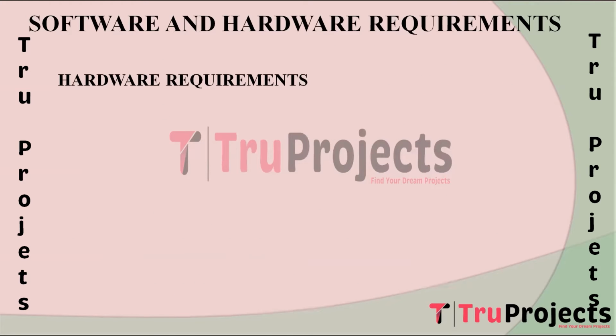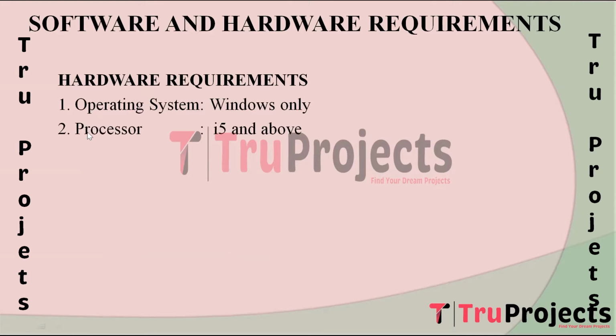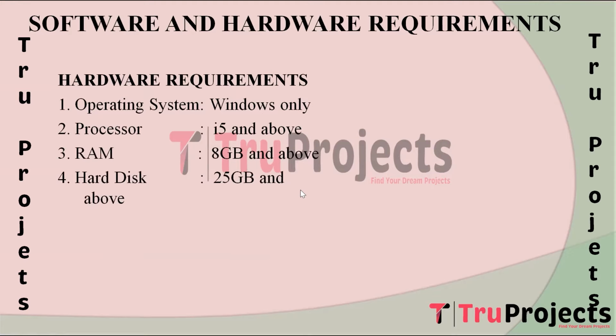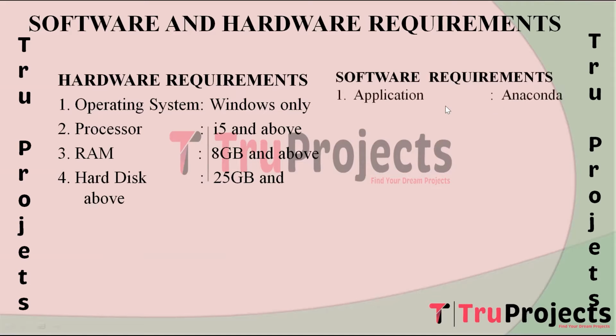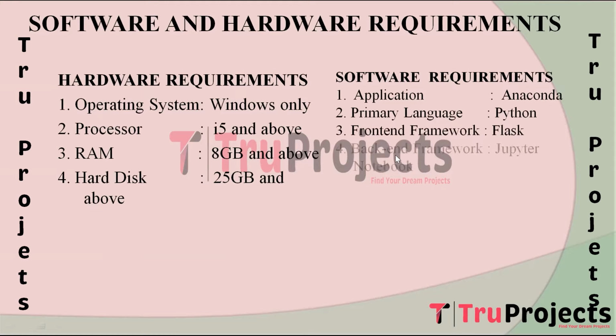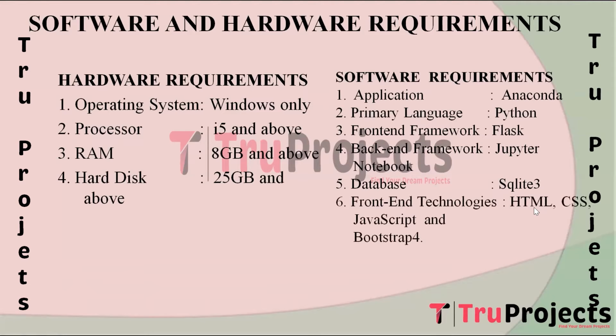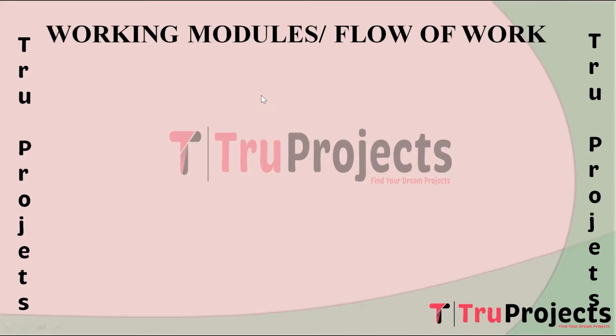Software and hardware requirements of the project are: hardware requirements are operating system of Windows, processor of Wi-Fi and above, RAM of 8 GB and above, hard disk of 25 GB and above. Software requirements of the project are: application is Anaconda, primary language used in the project is Python, front-end framework is Flask, back-end framework is Jupyter Notebook, database is SQLite 3, front-end technologies used in the project are HTML, CSS, JavaScript and Bootstrap 4.